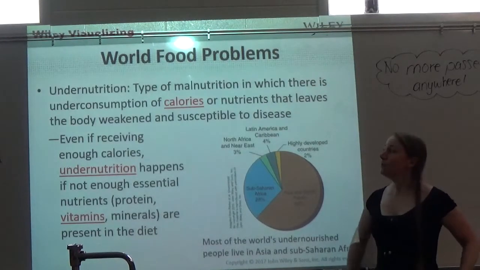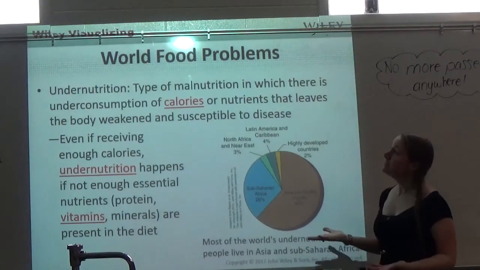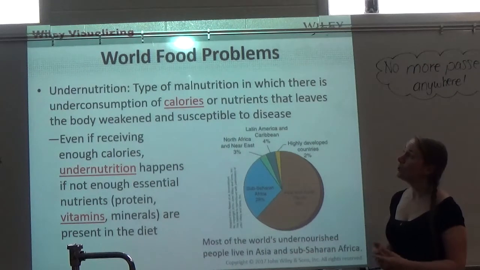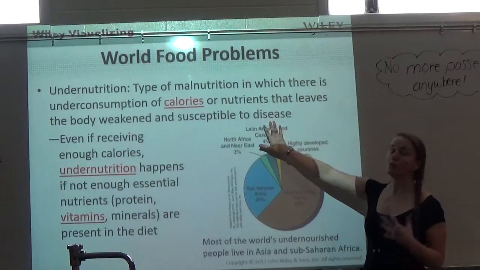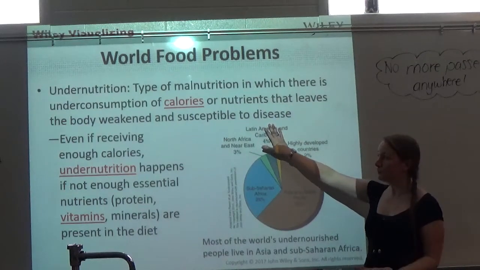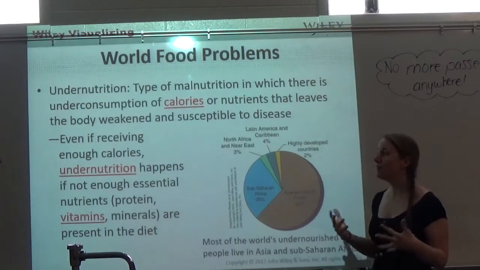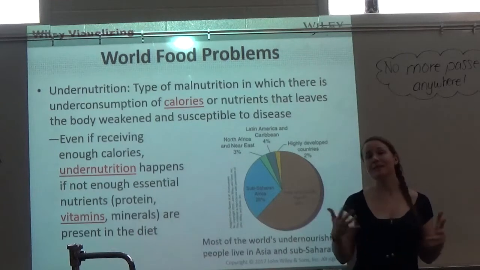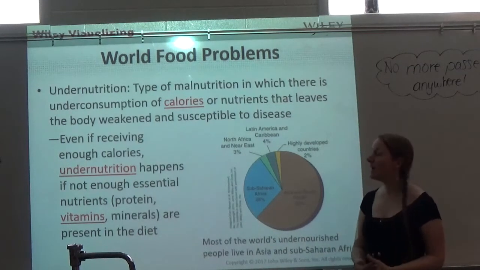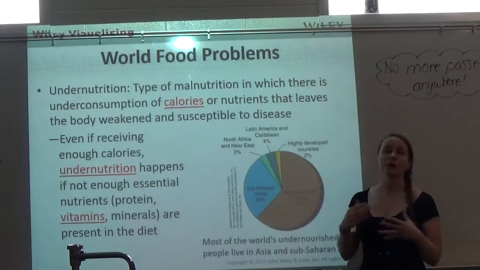So there are two main problems in the world when it comes to food. The first one is undernutrition. This is a type of malnutrition in which there is underconsumption of calories or nutrients that leaves the body weakened and susceptible to disease. This is, of course, the one we hear about the most, people being hungry, not getting enough food. Even if you receive enough calories, undernutrition happens if not enough essential nutrients are received, like, for example, proteins, vitamins, and minerals. So even if somebody's getting enough to eat to physically stay alive, if they're not getting certain essential parts in their food, then they can still be undernourished.